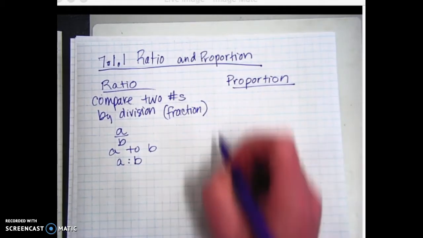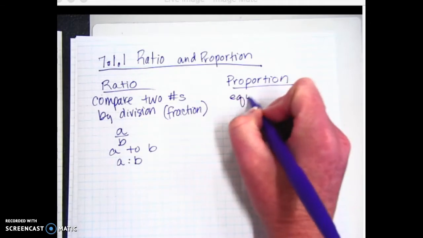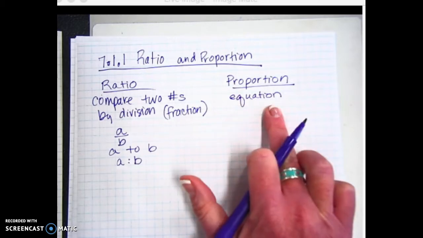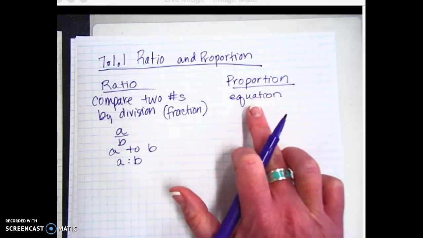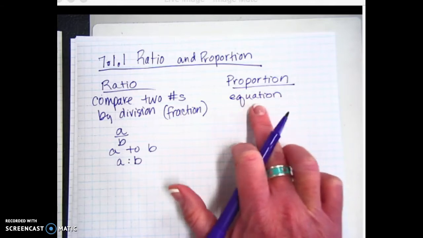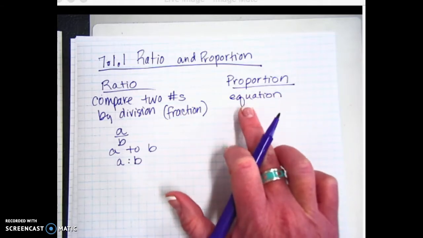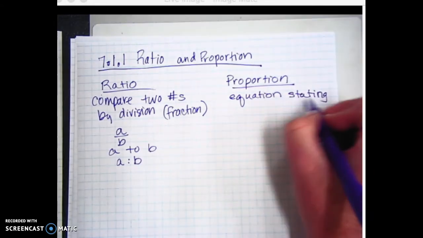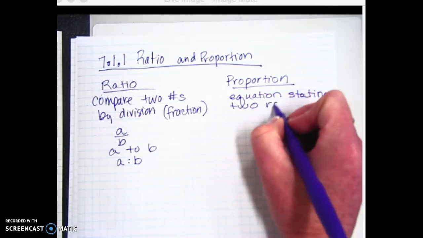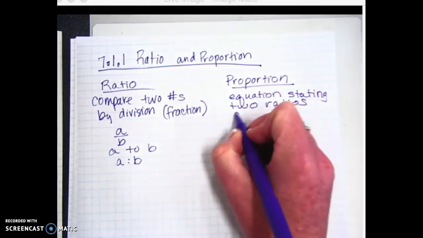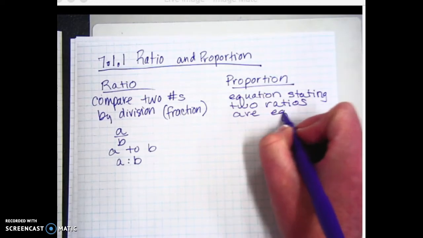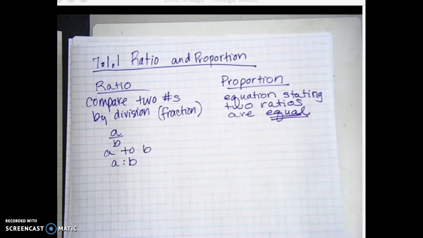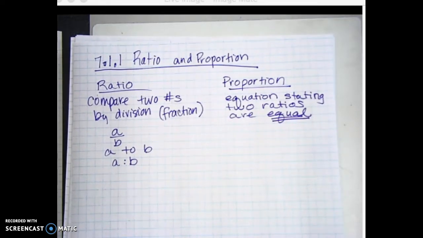Now, a proportion is when you have an equation. So right away, this equation implies that you're going to have what? Has part of the word what in it? Equal. So you're going to have an equal sign. So it's going to be an equation stating that you have two ratios, and those two ratios are equal. Right? So it looks more like this.